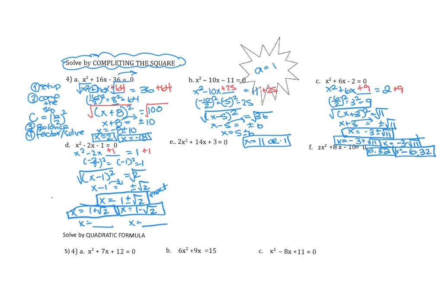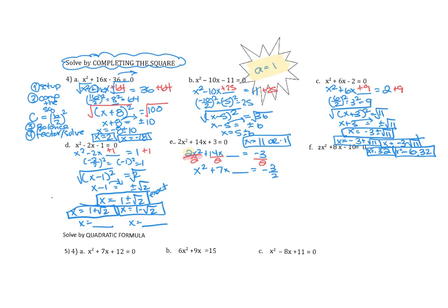On E, when I do my setup, I get 2x squared plus 14x, leave a space, equals negative 3. The real issue I have on this one is that my A is not 1. Your A has to be 1 for your completing the square steps to work. So whenever your A is not 1 and you have to use the completing the square method, you're going to divide everything by that leading coefficient so that your leading term has a coefficient of 1. So now I've got x squared plus 7x, leave a space, equals negative 3 halves.